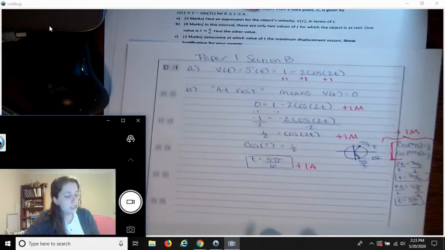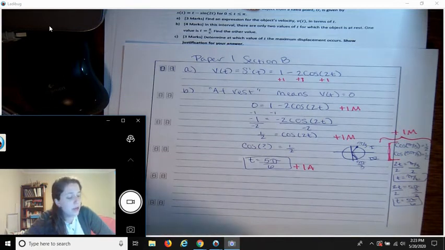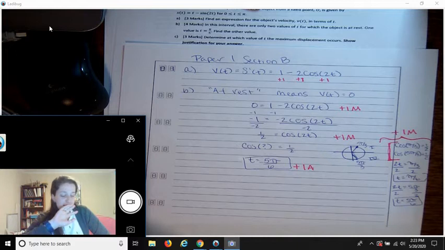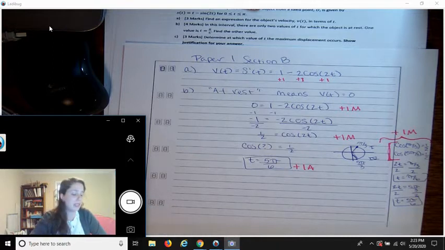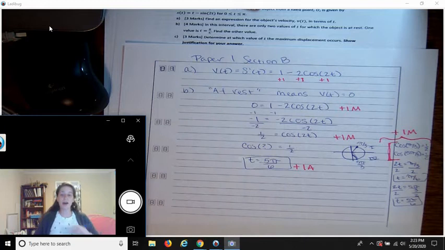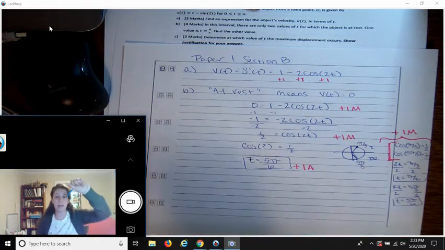Part C says determine at which value of t the maximum displacement occurs. Show justification for your answer. So maximum displacement, we need to think about what that means. That means the biggest displacement, right? If I had a graph of the displacement, which is s of t, I would want a maximum value.